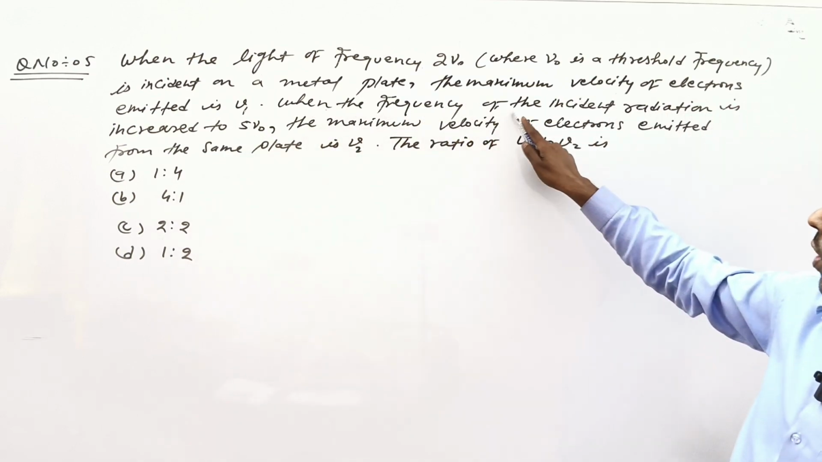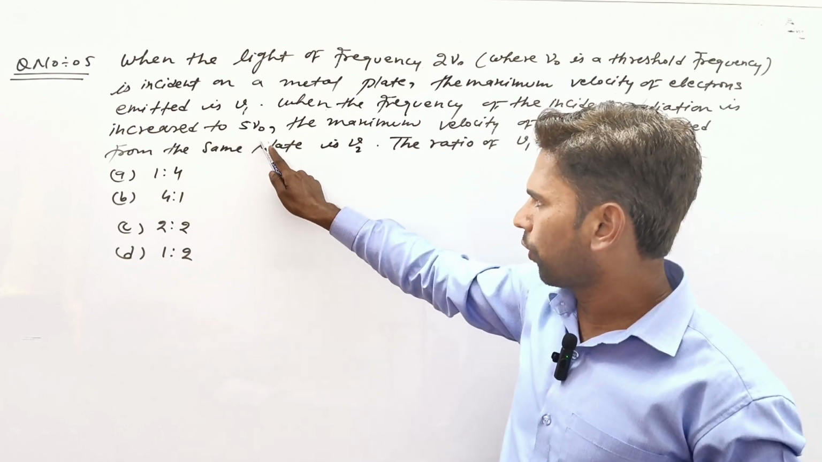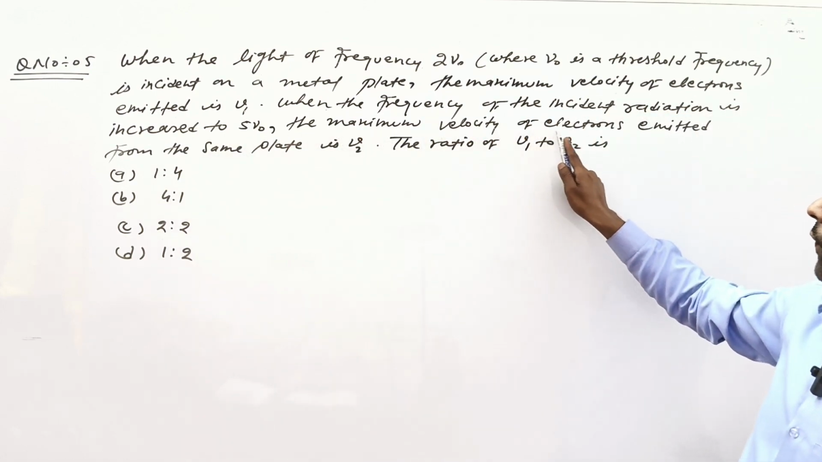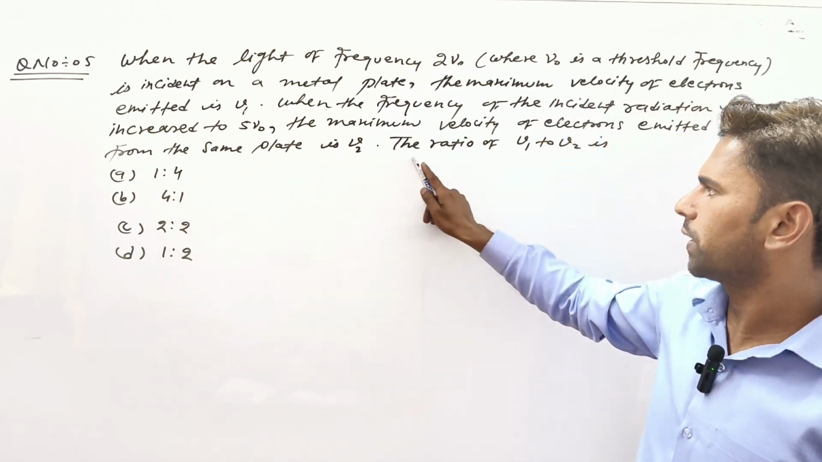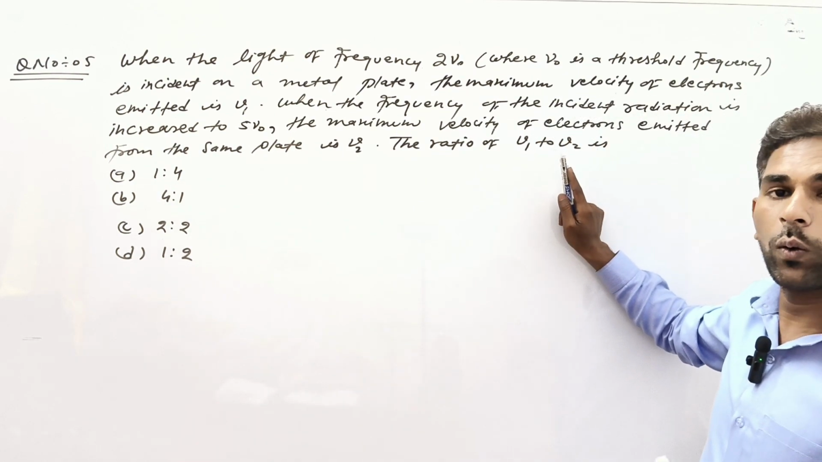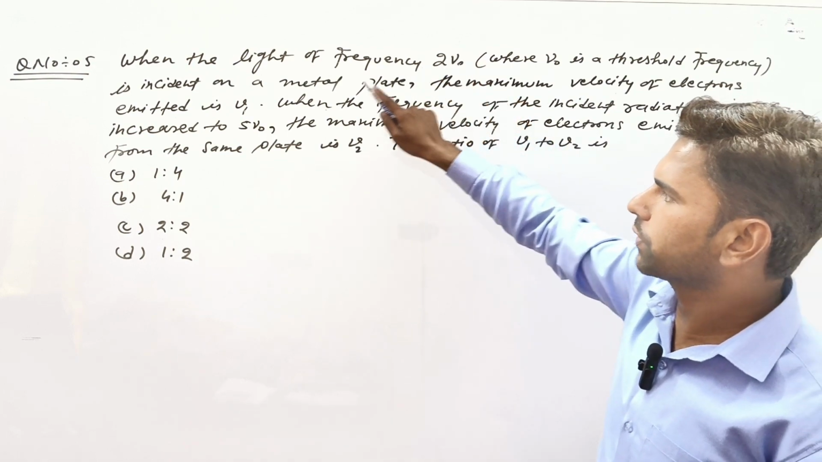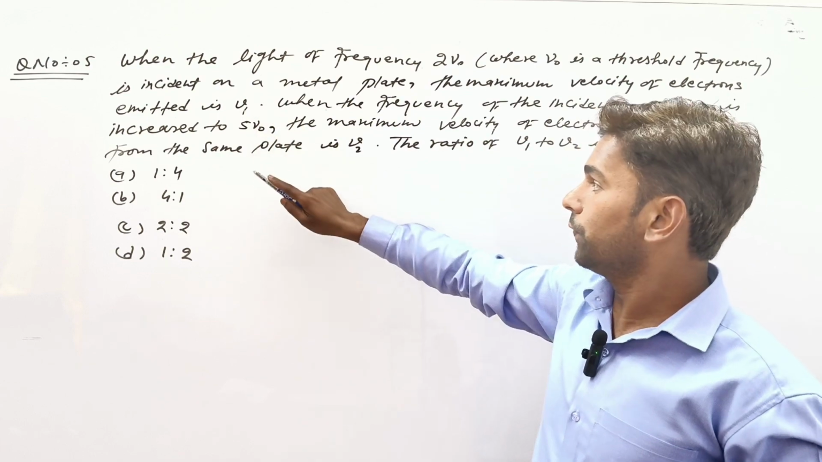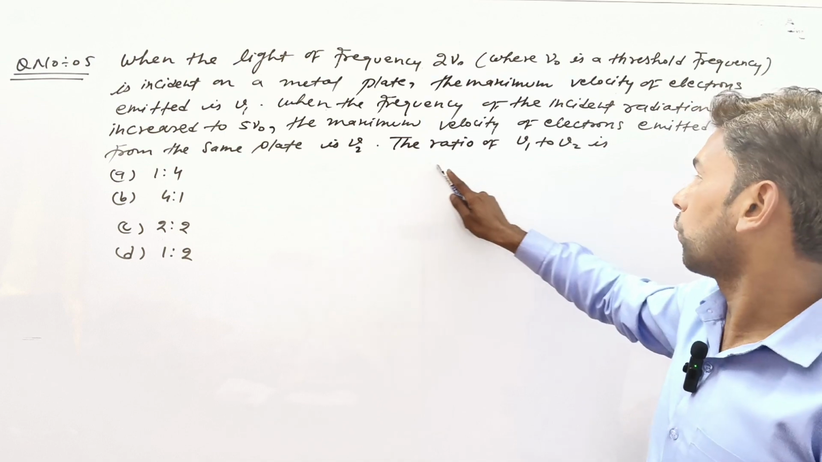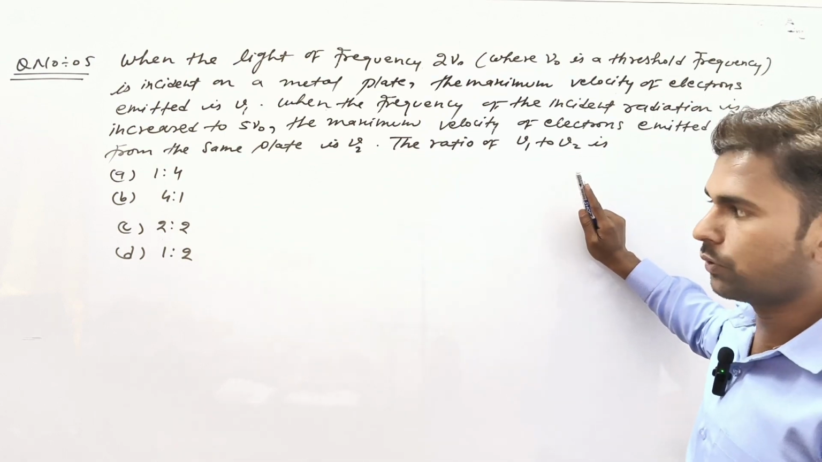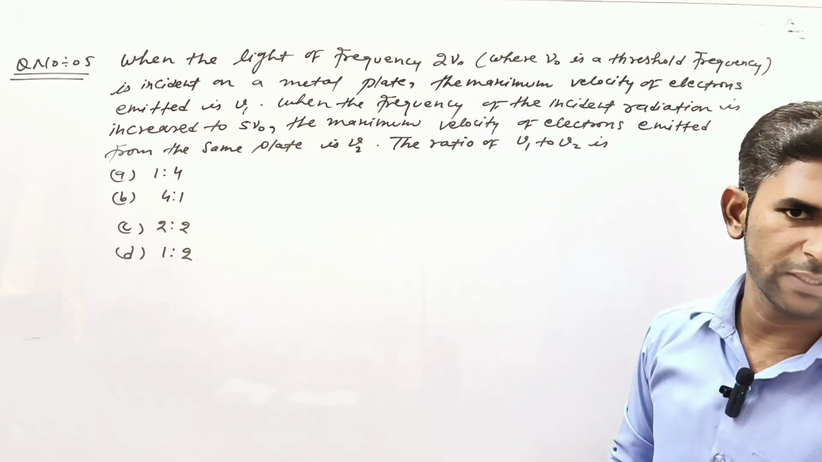When the frequency of the incident radiation is increased to 5 nu naught, the maximum velocity of electrons emitted from the same plate is v2. What is the ratio between v1 and v2? What they are telling is, if the frequency is 2 nu naught, the velocity of the electron is v1. If the frequency is increased to 5 nu naught, the velocity will be v2. So what is the ratio between v1 and v2? Four options are given. Which option is correct? We will see after solving this problem.